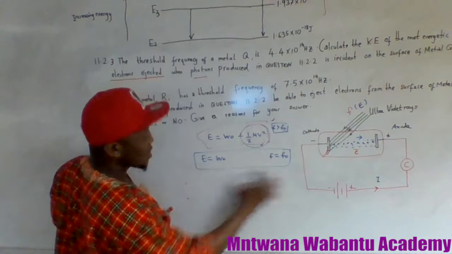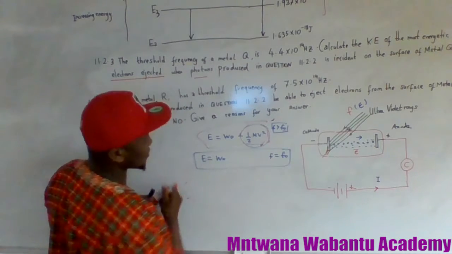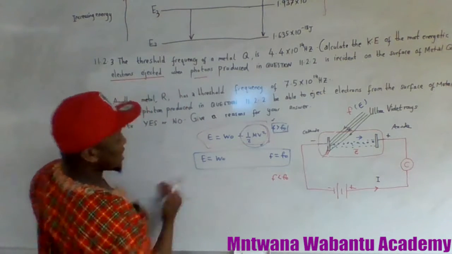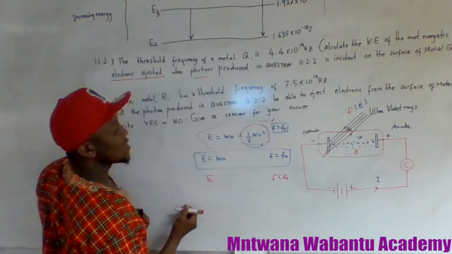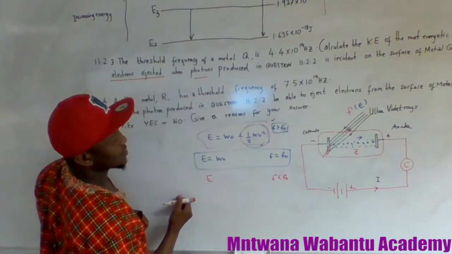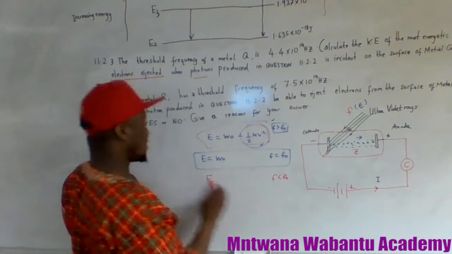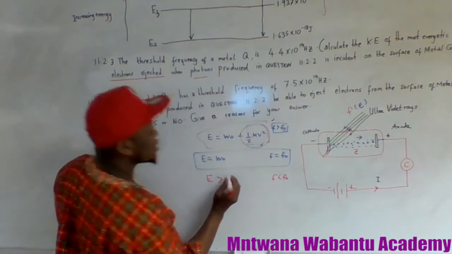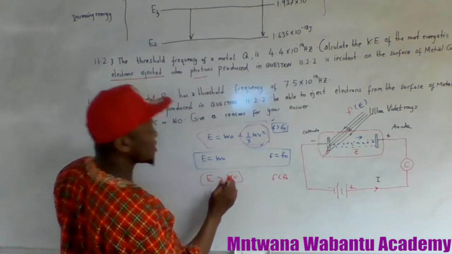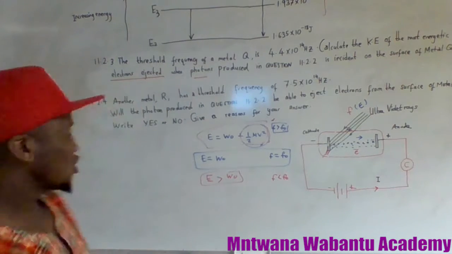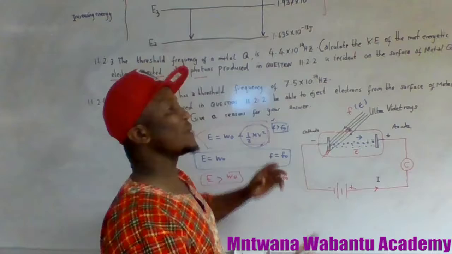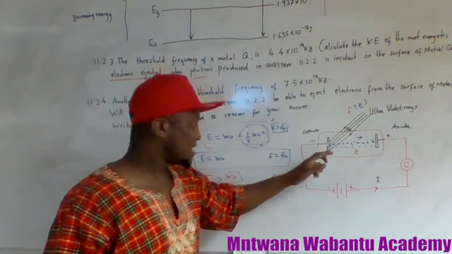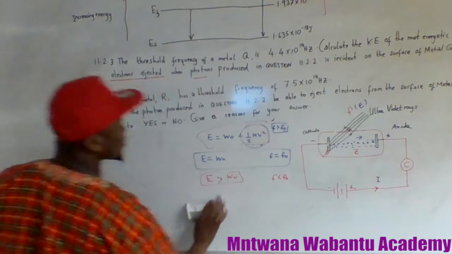The last one: what happens when this energy frequency is less than the threshold frequency? It means the threshold frequency is bigger. So in that case, the energy is going to be insufficient, and the metal plate won't be able to release electrons from the cathode. So first and foremost, make sure you look at the frequency of the light and the frequency of the metal cathode.